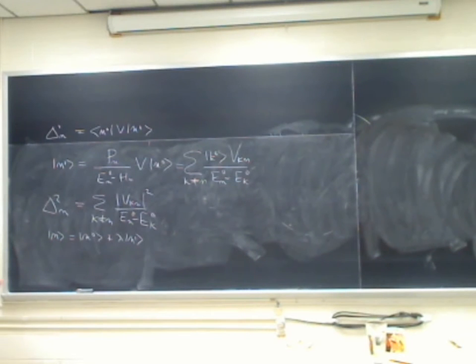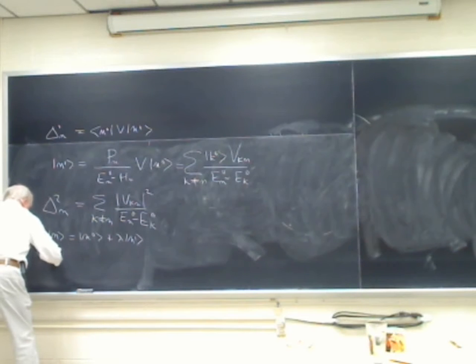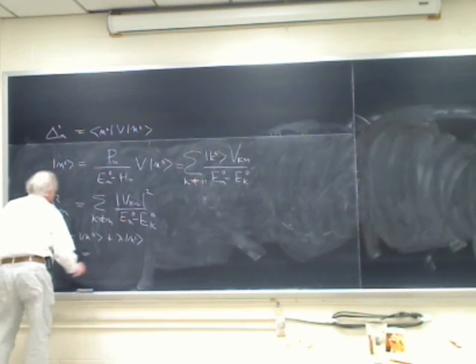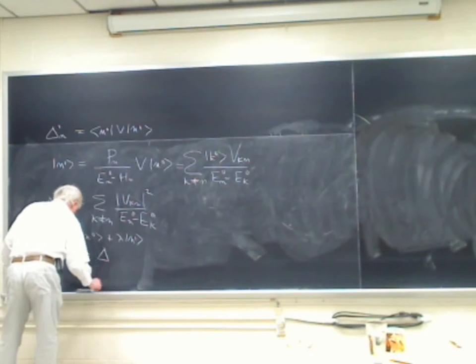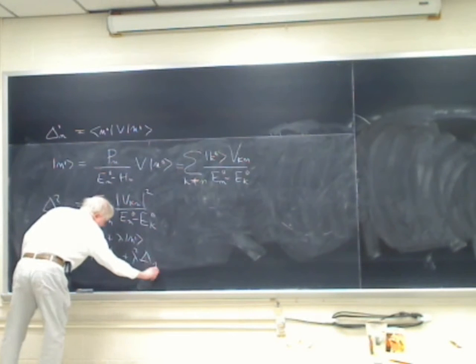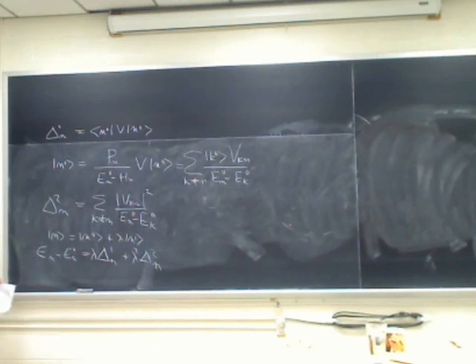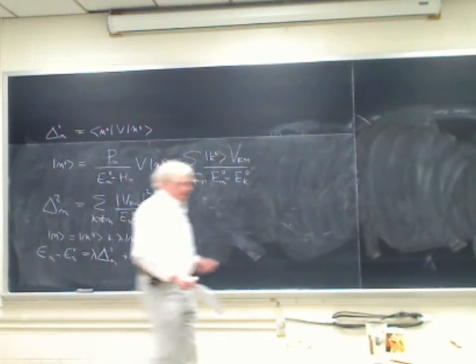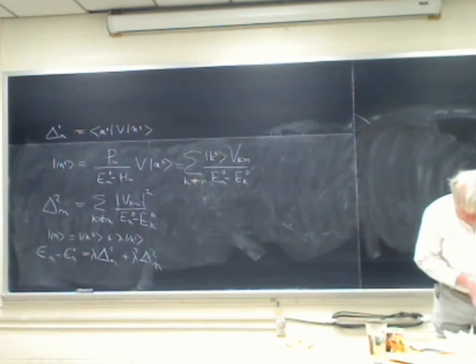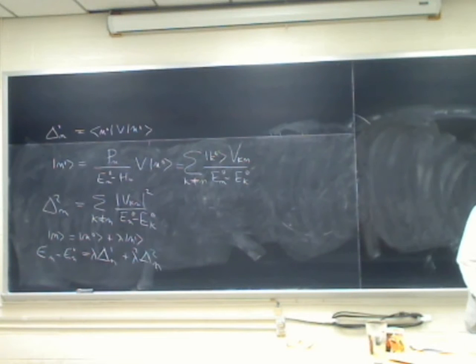And also the change in the energy, En minus En0, is lambda delta n1 plus lambda squared delta n2. Okay, so that's our review of the non-degenerate perturbation theory, and we want to apply that to an example.